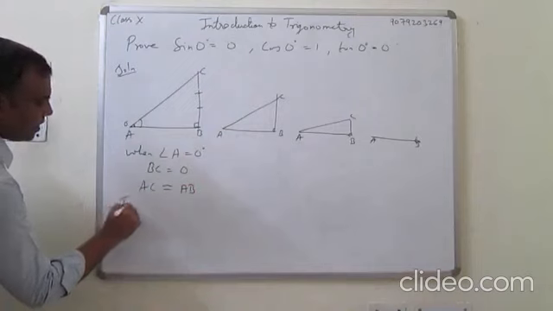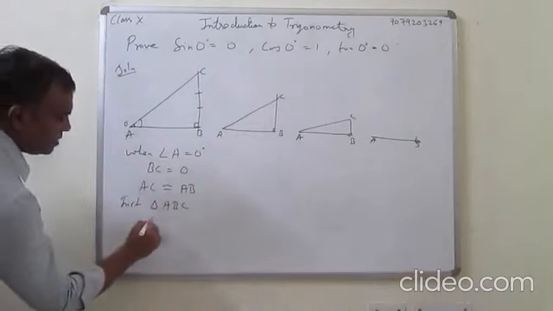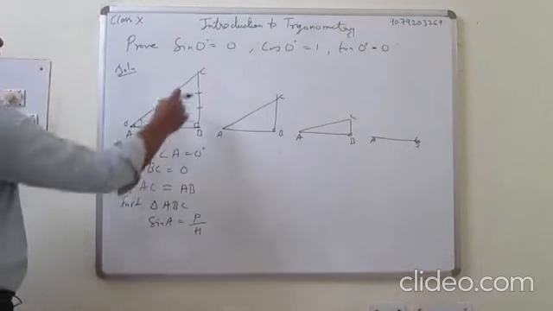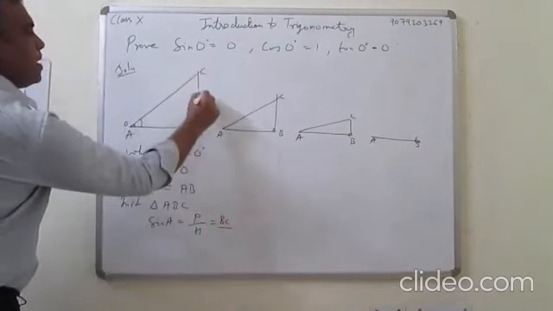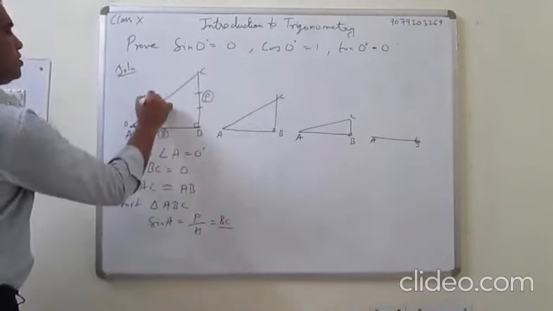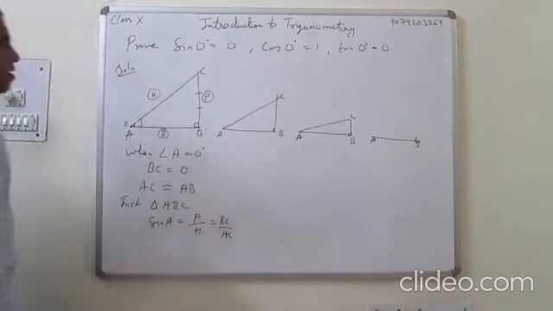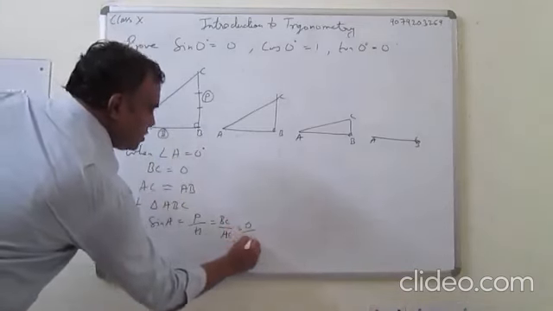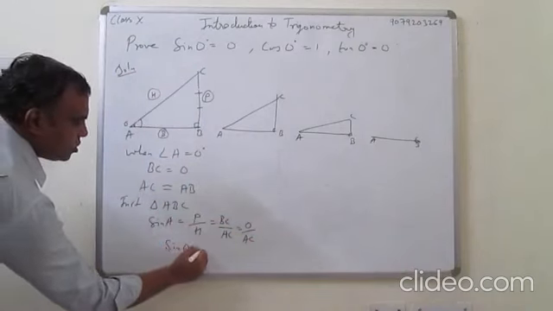Now in right triangle ABC, what is sin A? Sin A is P upon H. What is P here? BC upon, this is perpendicular, this is base and this is hypotenuse. And what is hypotenuse? AC. Now what is the value of BC? BC is 0. So 0 upon AC, and angle A is 0, is equal to 0.